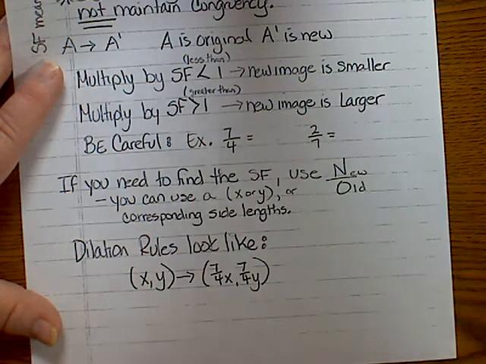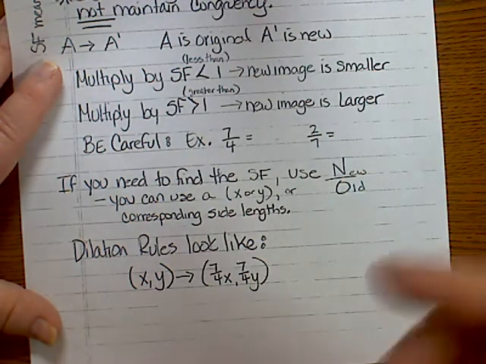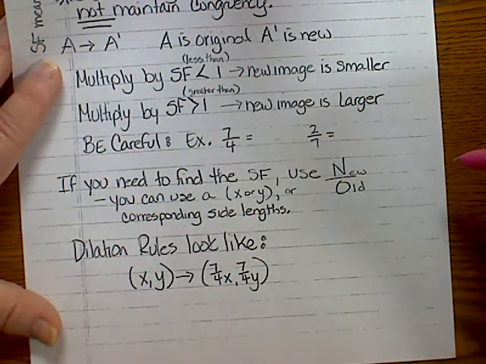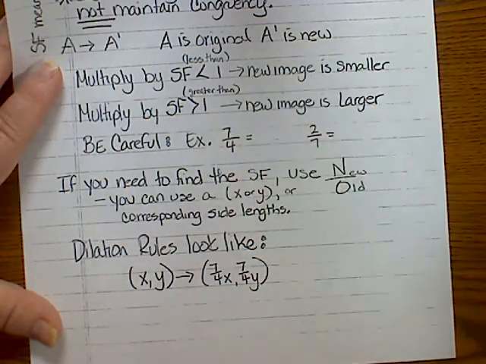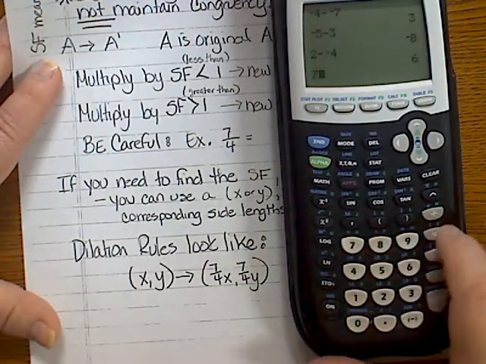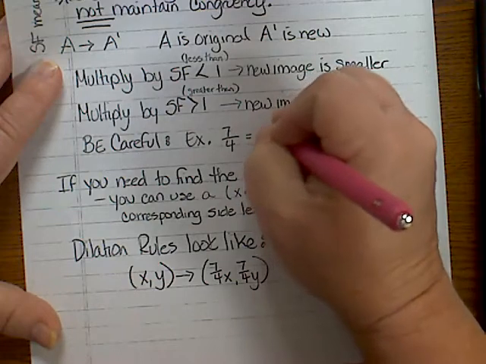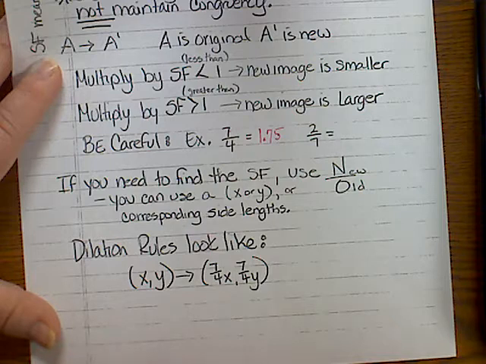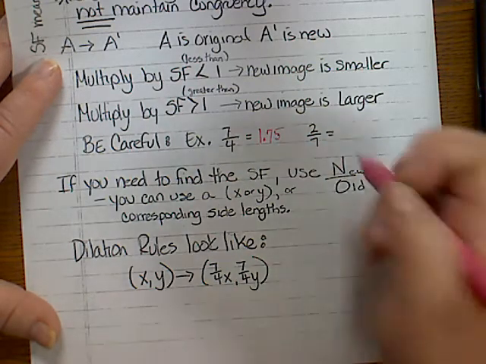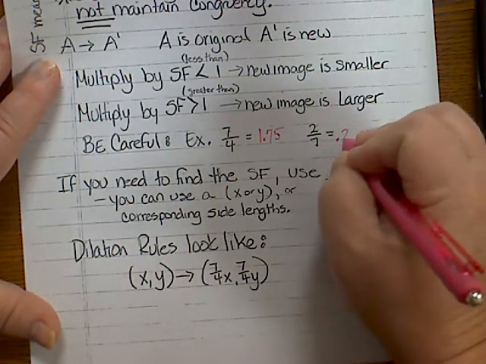7/4. It looks like a fraction, doesn't it? But just because they're fractions, do they mean they're smaller? No, because here your numerator is greater than your denominator. So 7 divided by 4, if you put it in your calculator, you find out it's 1.75. So that means if you had a scale factor of 7/4, you're actually going to have a larger image, okay? Whereas 2/7, because the numerator is smaller than the denominator, you actually are going to have a new figure.